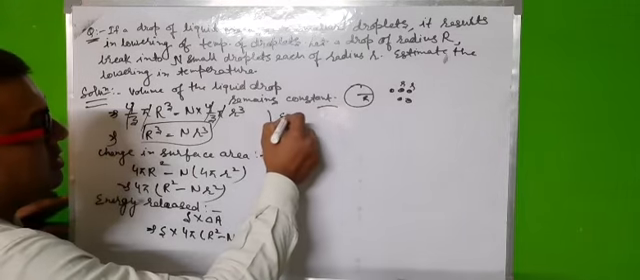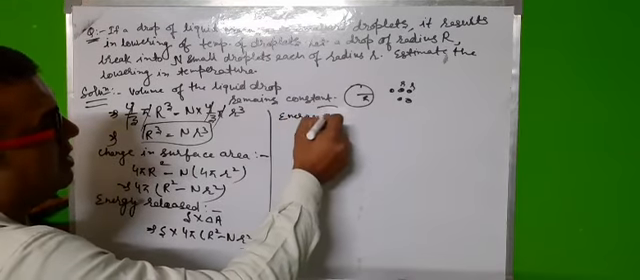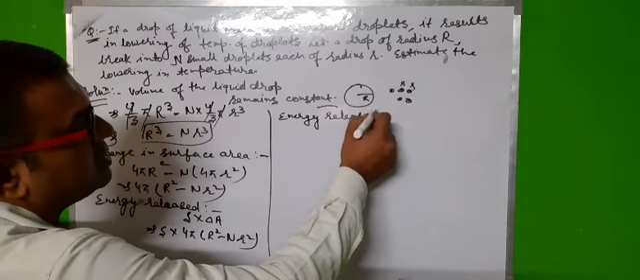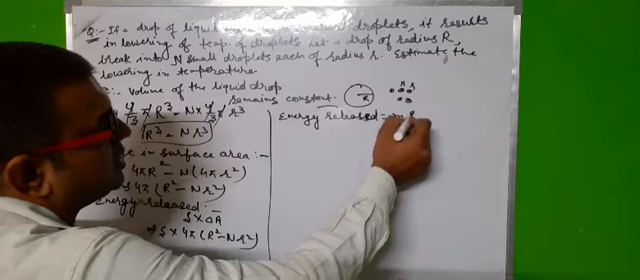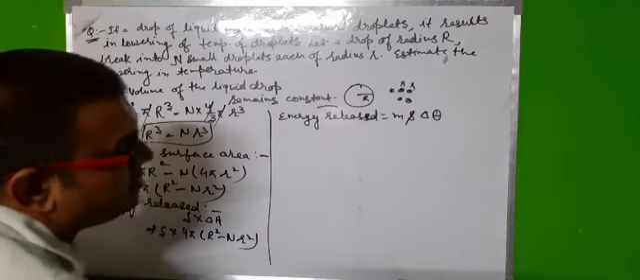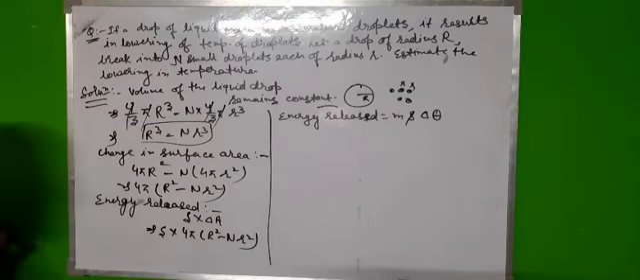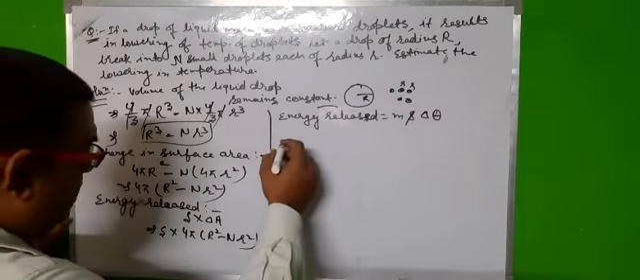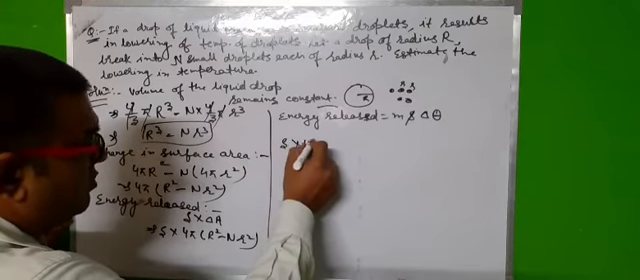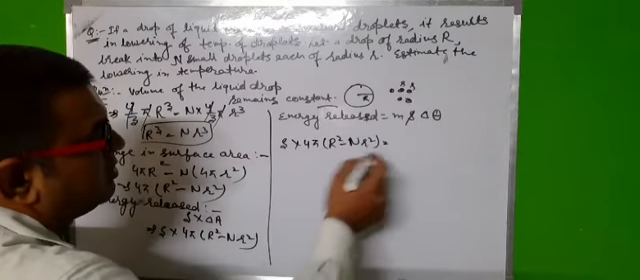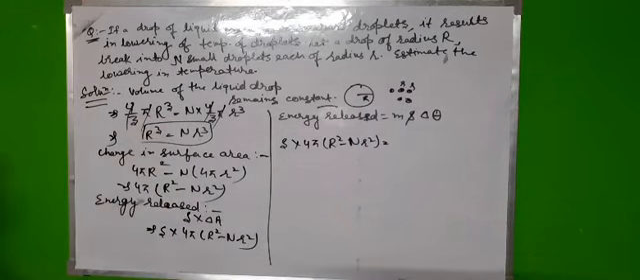this energy released is equal to m specific heat into delta theta. We have to find out the value of delta theta. So the energy released is S into 4 pi R square minus n r square, and this is equal to mass into specific heat into delta theta. Mass can be written as what?